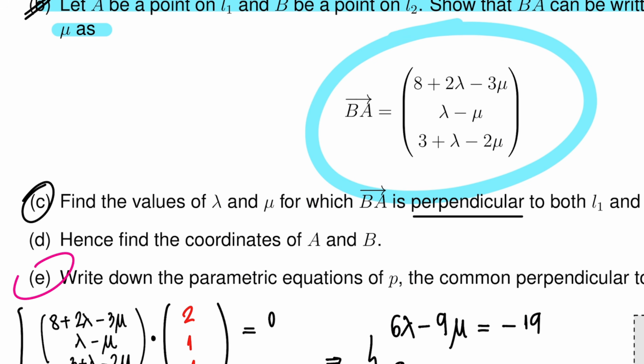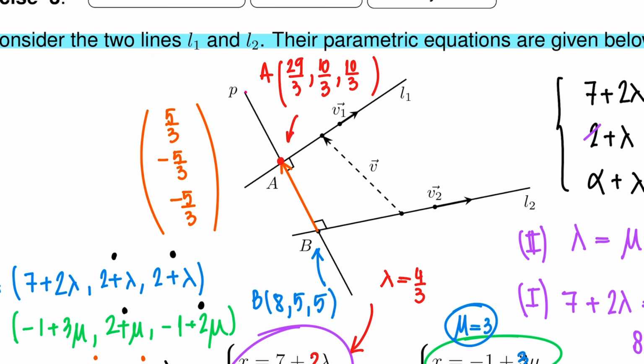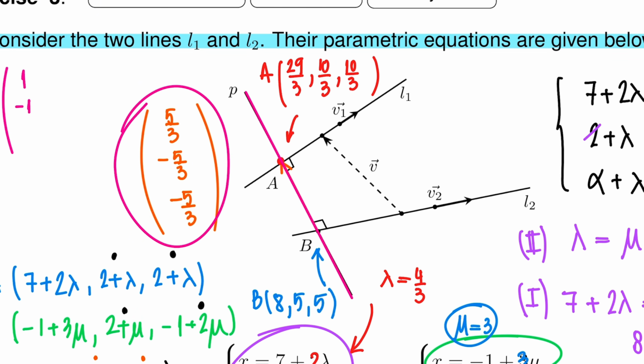Now for the last one, we need to write down the parametric equations of P. So in a nutshell, we're creating the equation of this line right here. We already have its direction vector. We can use this, or we can use a multiple of this, given that all of these coordinates have 5 over 3 on them, so we can just use 1, negative 1, negative 1. It gives us the same direction.